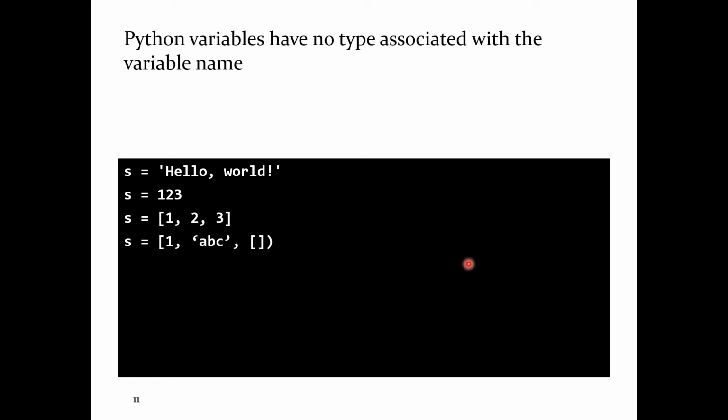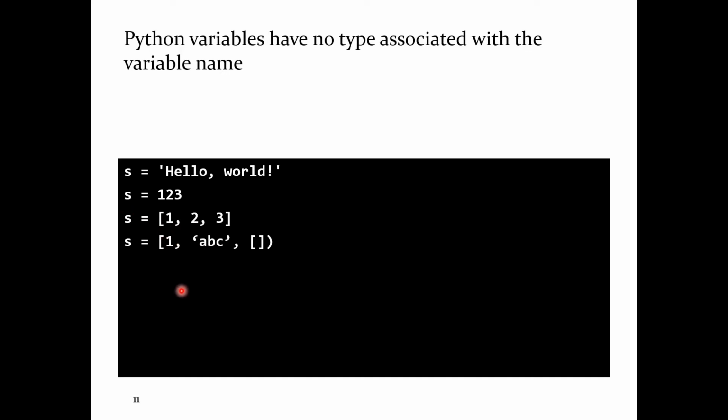Okay, so Python variables have no type associated with the variable name. In Python you can write something like s equals the string "hello world", and then right away you can store something else that's not a string in the variable s. For example, I can store the number 123 in the variable s, or I can make the list [1, 2, 3] and assign that to s.